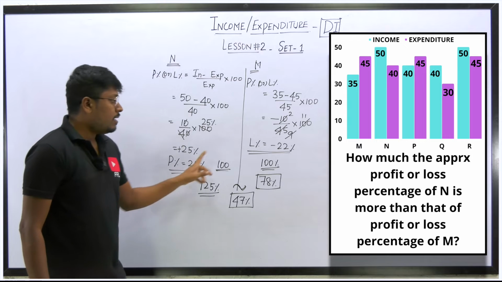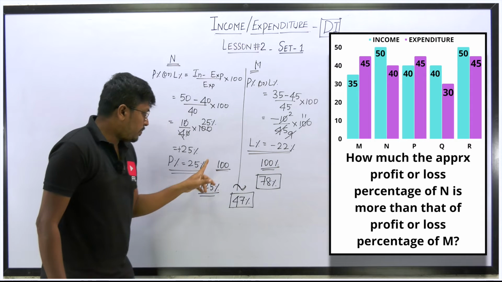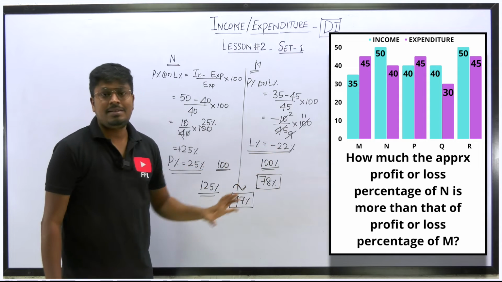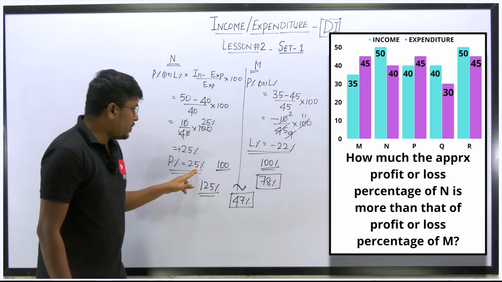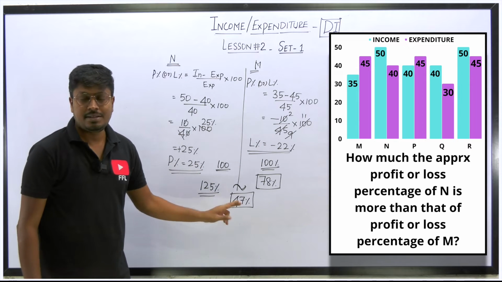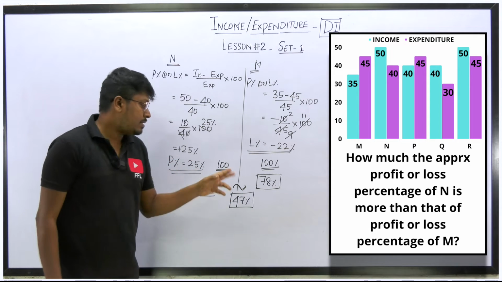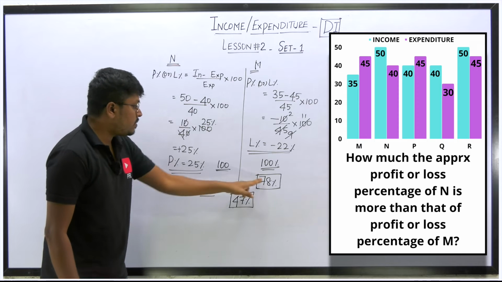25% profit, right? Loss is how much? 22. So profit plus loss: when you add 22 and 25, you will get 47%. Either way you can do it, but this will always be the traditional method to solve a question.